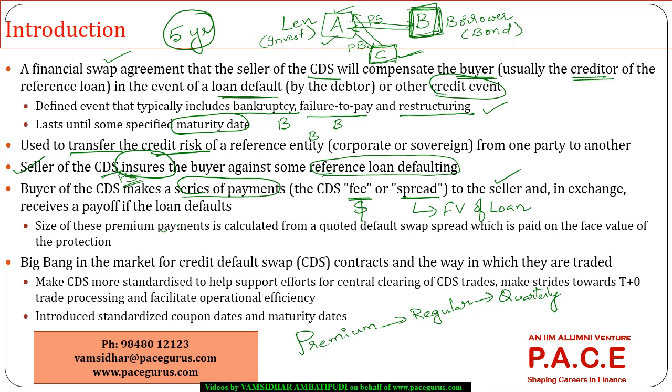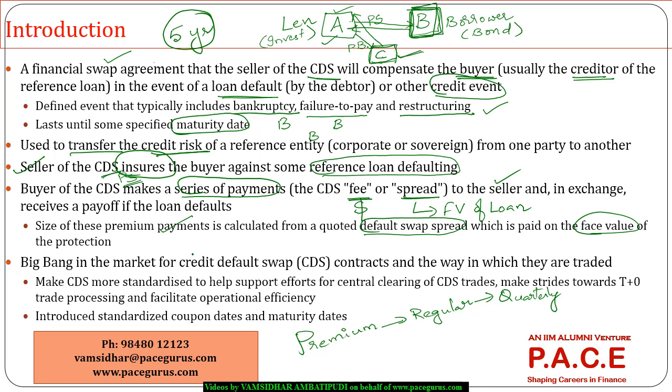And the way the premium amount is typically computed is based on a default swap spread. So there's a spread that is typically computed, which is paid on the face value of the protection.